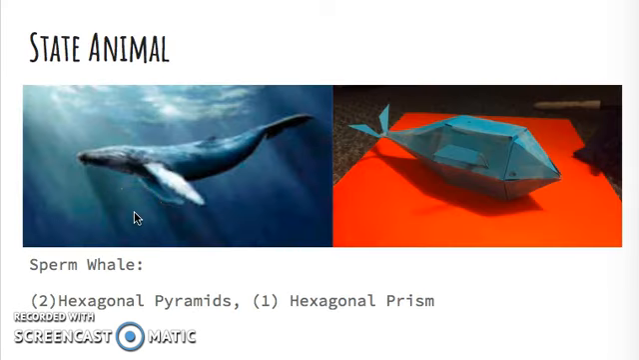And the state animal is a sperm whale, made of 2 hexagonal pyramids and 1 hexagonal prism to make the head, body, and then the tail.